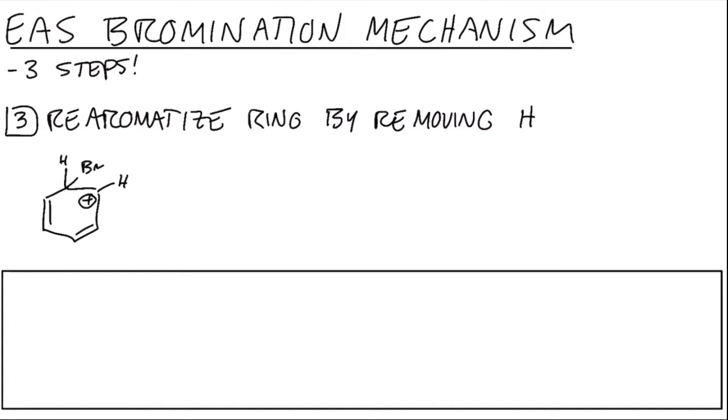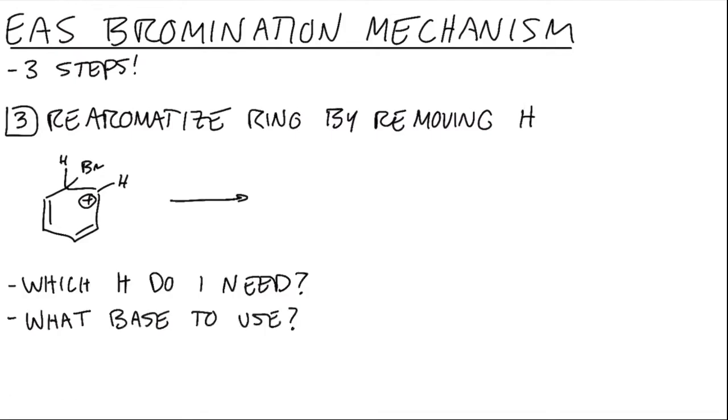We'll be great. But there's a couple of questions that we need to consider as we're getting ready to draw this step of the mechanism. And those questions are as follows. Which hydrogen? I said remove a hydrogen, but which one? Does it matter? Yes, it matters. We only have one that we're going to be allowed to take off. We'll show which one that is in a second. The other question is what base to use, and depending on the reaction, there's going to be some different things available to you. So I will highlight the one that you're going to use for EAS bromination, and then I'll highlight the other ones as we go along and talk about the next reactions.